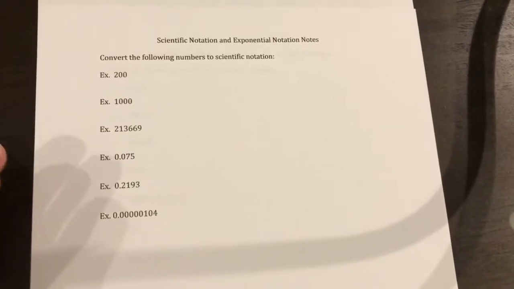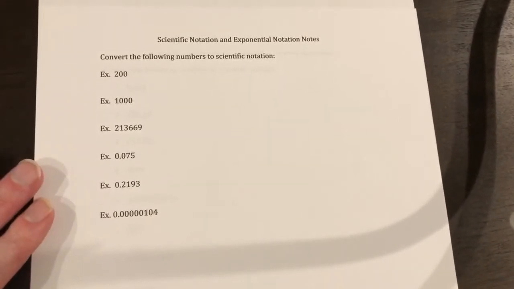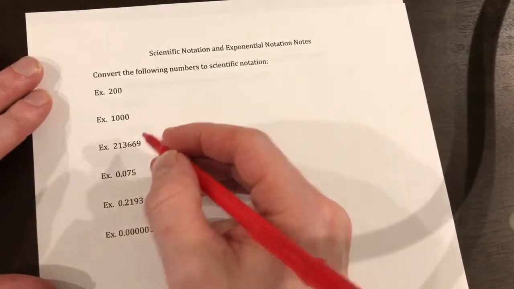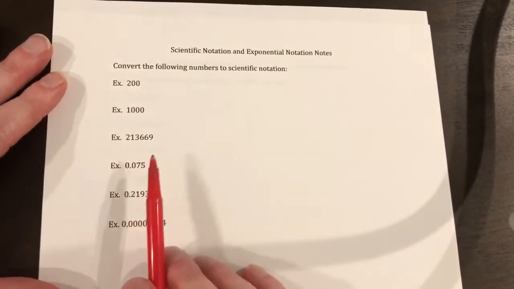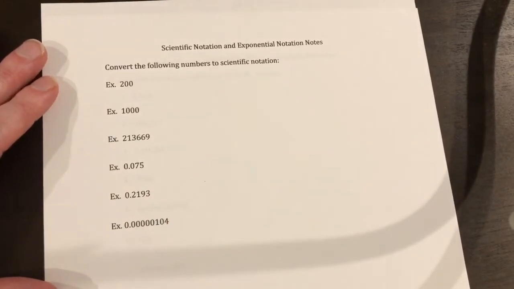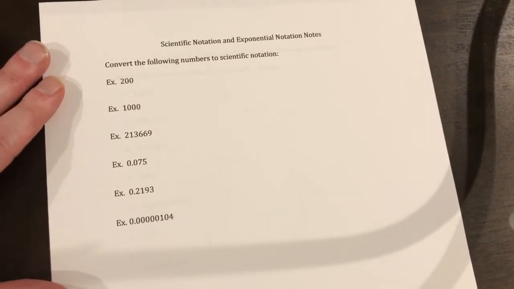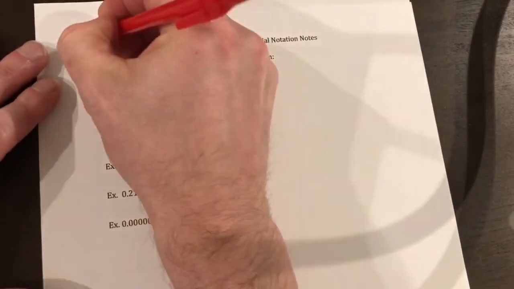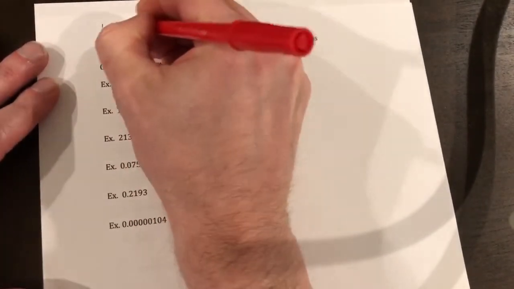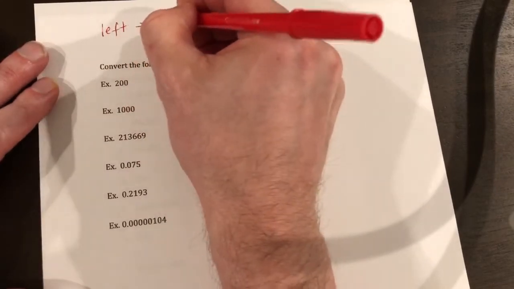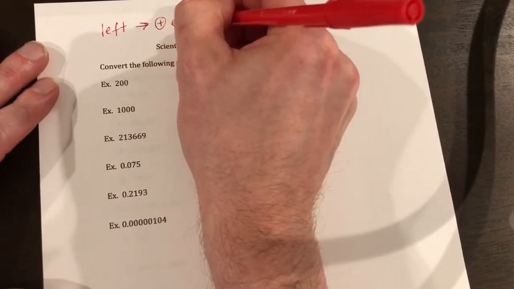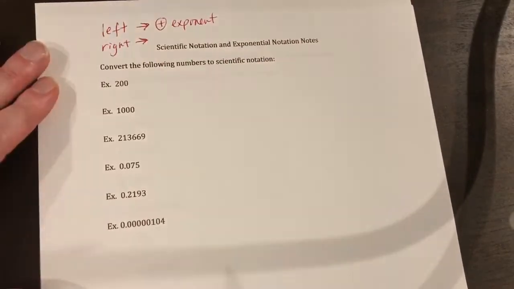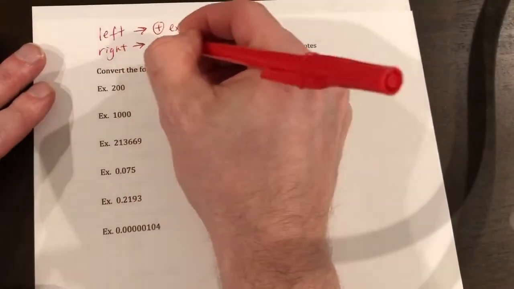Okay, so this is going to be a short video over converting things to scientific notation. The goal for scientific notation is to get your decimal in between 1 and 10. If I'm moving my decimal place to the left, you're going to have a positive exponent. If I'm moving it to the right, I'm going to have a negative exponent.